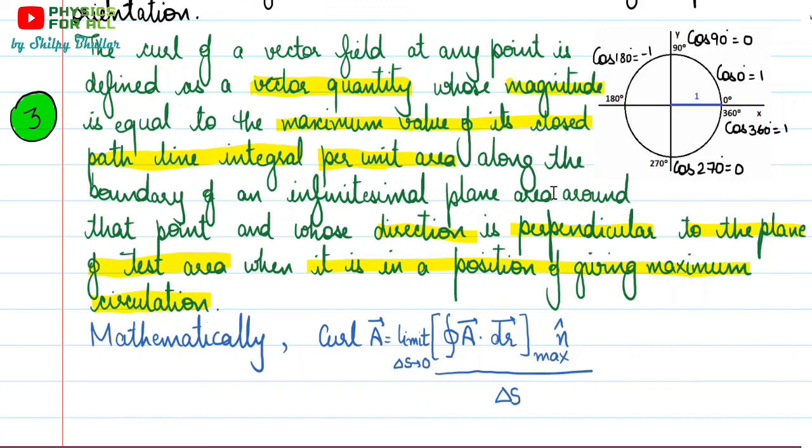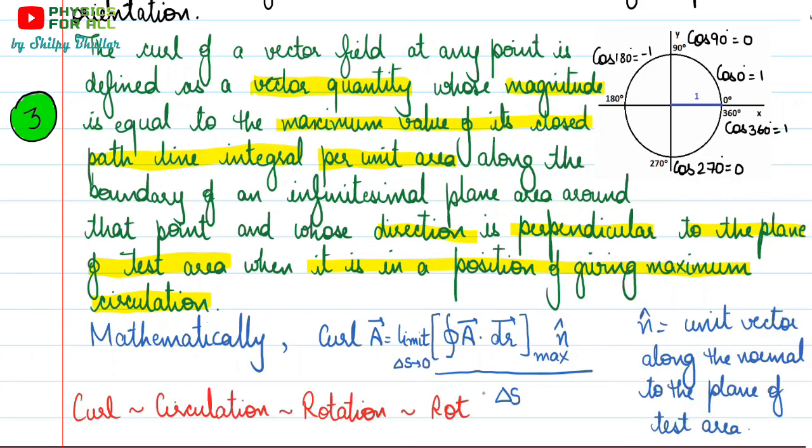So delta S, whatever area is enclosed or captured, is very small, so delta S tends to 0. This is the mathematical definition of curl of a vector function, and n cap is again the unit vector along the normal to the plane of test area.